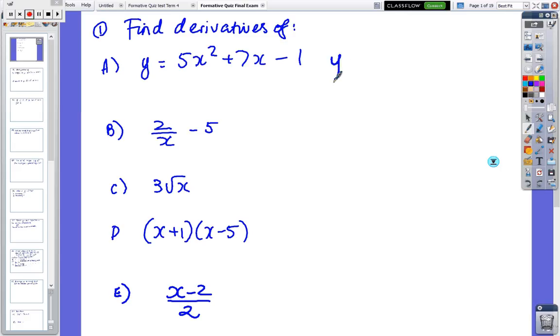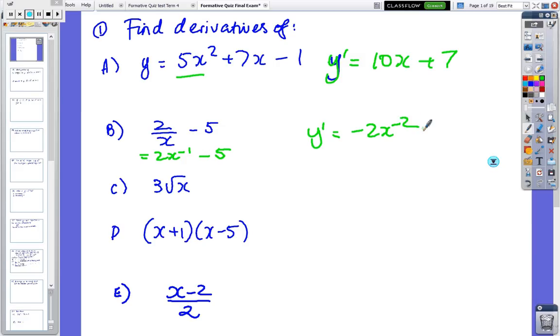Let's have a look. So change colours, make it a bit better. So y dash equals 5x squared is 10x, 7x is just 7, and the 1 disappears. Okay, so in this one here, before we can do it, we've got to get rid of the x off the bottom, and so y dash will equal minus 2x to the minus 2, and the minus 5 disappears, and you don't leave negative indices, so it's minus 2 over x squared.